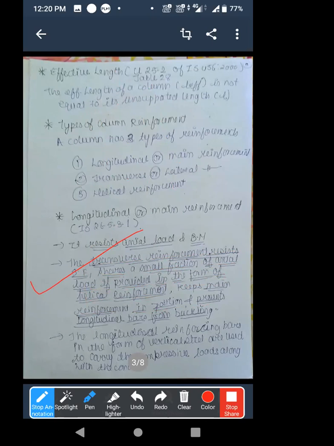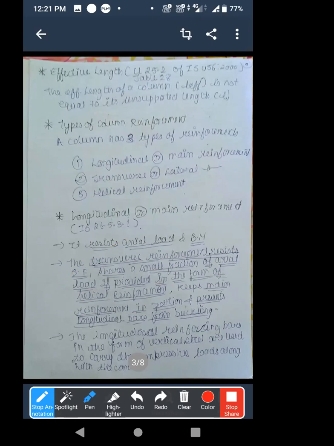If you provide both transverse as well as helical reinforcement, then it is going to resist a small fraction of the axial load also, and it keeps the main reinforcement in position and prevents buckling. Okay, this is what we call the transverse reinforcement or the lateral reinforcement.